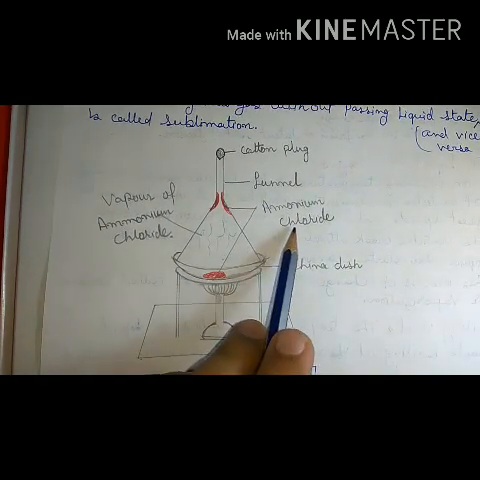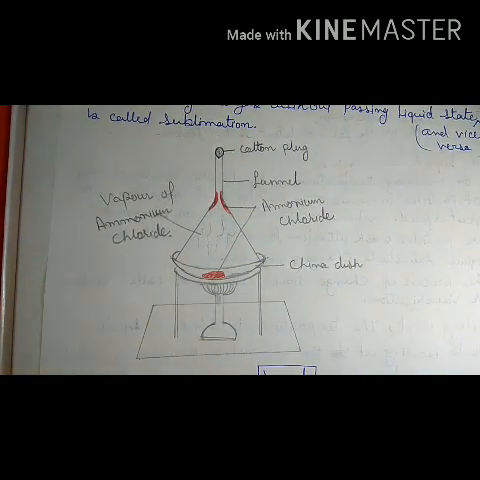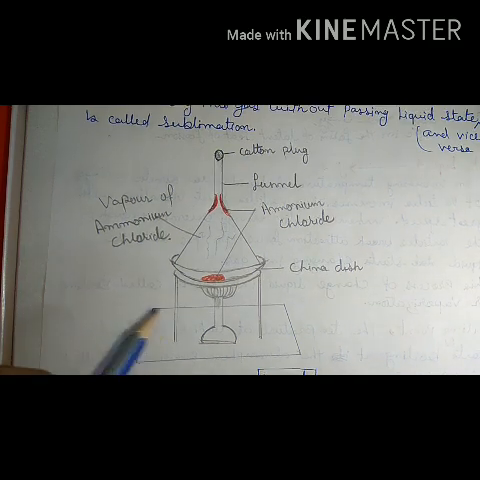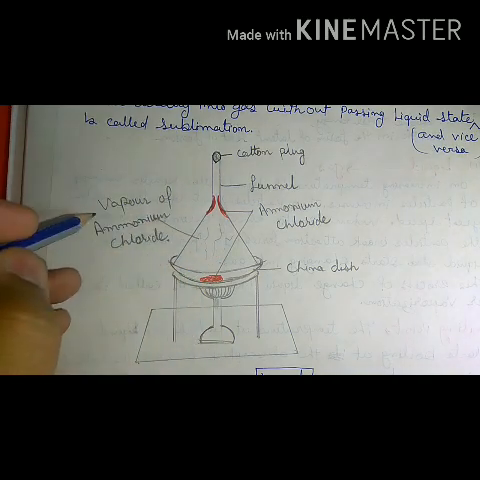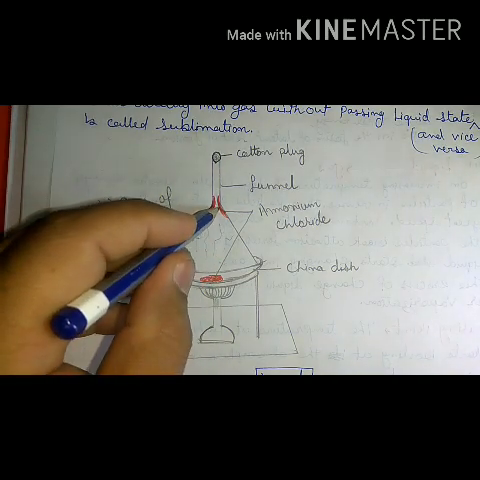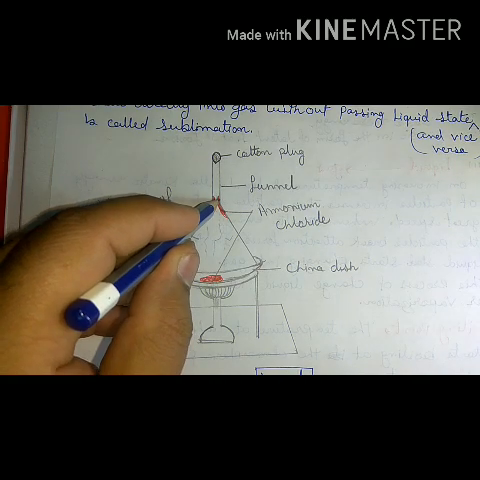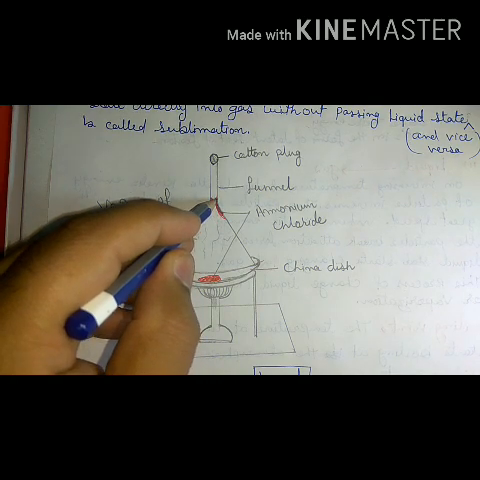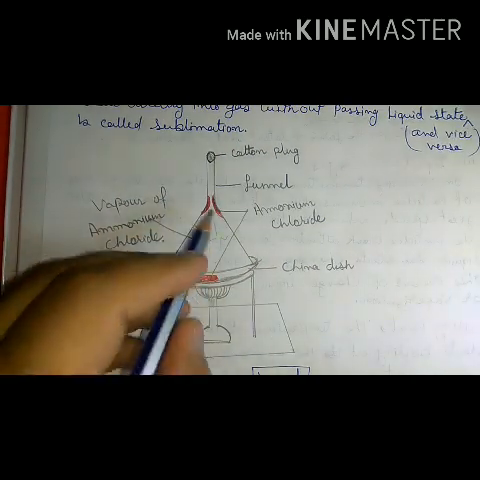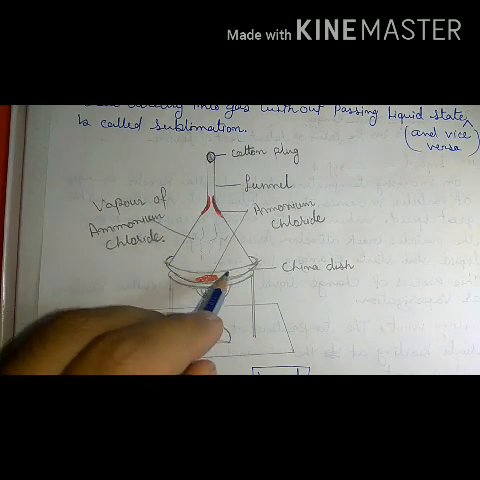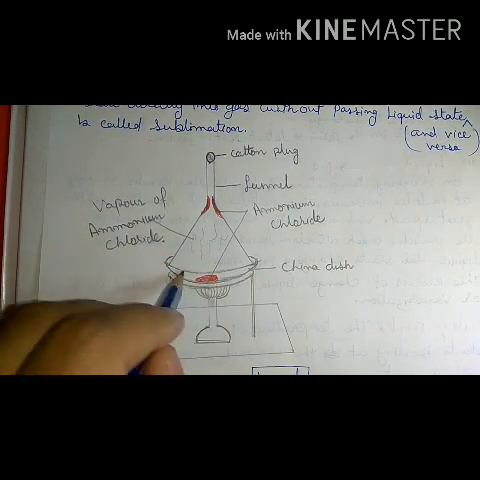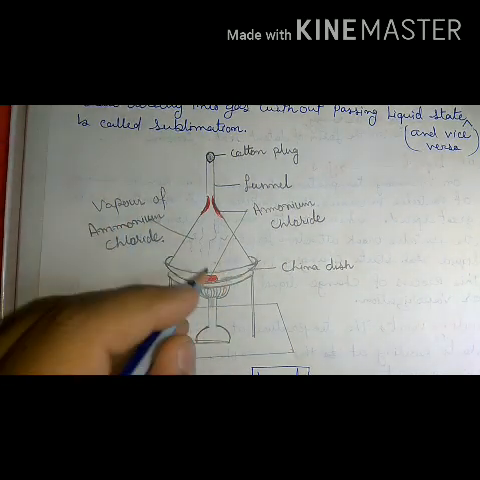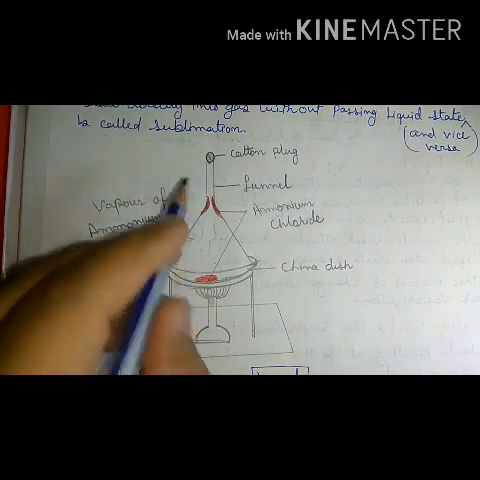The ammonium chloride starts to convert into the vapor state. When this vapor of ammonium chloride rises up and strikes the cool surface of the funnel, it directly converts into solid and is deposited here. If it converted into liquid, then it would fall down, but here there is no appearance of any kind of liquid on the walls of the funnel or on the china dish. There is appearance of solid ammonium chloride here.